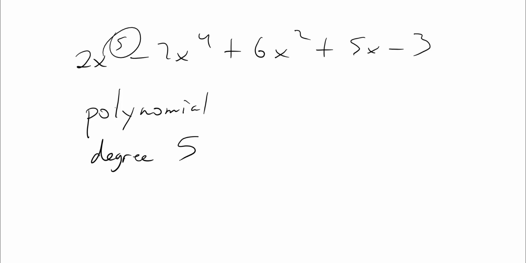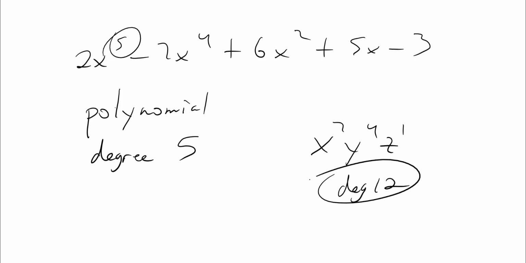Okay? What's this? Let me just test you. x to the 7th, y to the 4th, z. What degree is that? Okay, you should tell me, oh, 7 plus 4 is 11, plus 1 is 12, so degree 12. Is it a monomial or binomial? Okay, you guys should say it's a monomial.